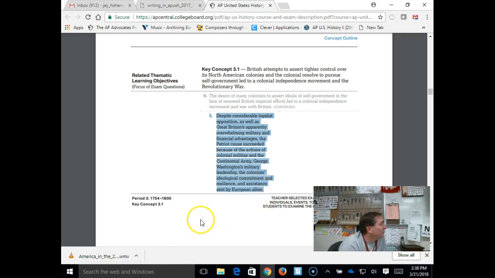Despite considerable loyalist opposition as well as Great Britain's apparently overwhelming military and financial advantages, the Patriots' cause succeeded because of the actions of colonial militias, first of all. Secondly, the Continental Army. Thirdly, George Washington and his military leadership, where he's going to lose more battles than he wins, but he is going to force the British to chase him through the back country, and he's going to hold the army together. The colonists' ideological commitment and resilience, and assistance sent by European allies.